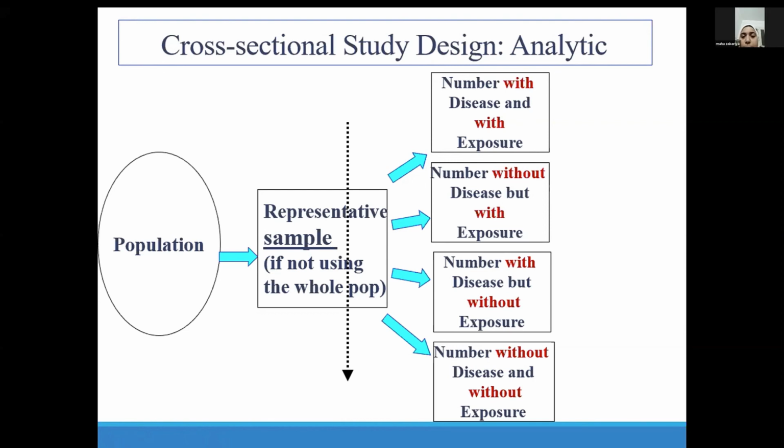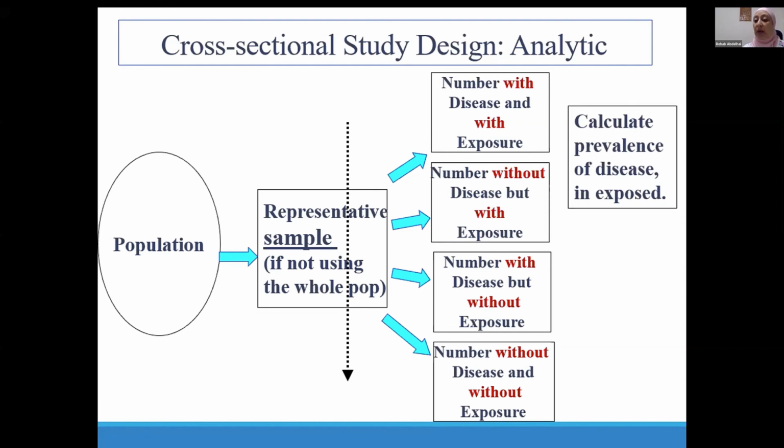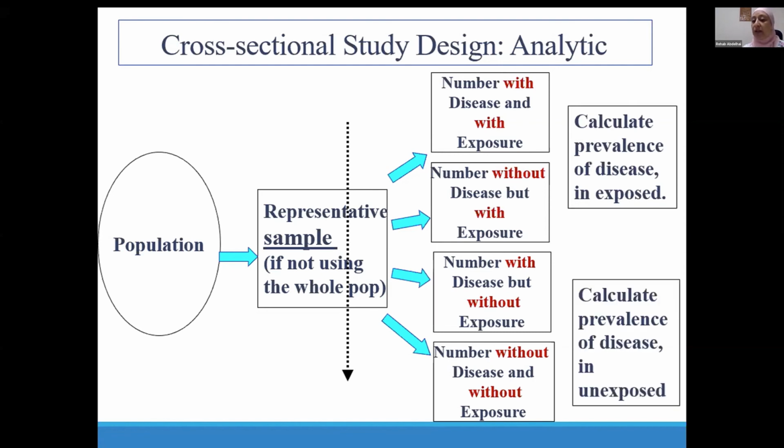I guess it will be related to the exposure. Yes. So I will have two. Two prevalences. Excellent. I have the prevalence of the disease among the exposed and the prevalence of the disease in the unexposed group. Excellent.